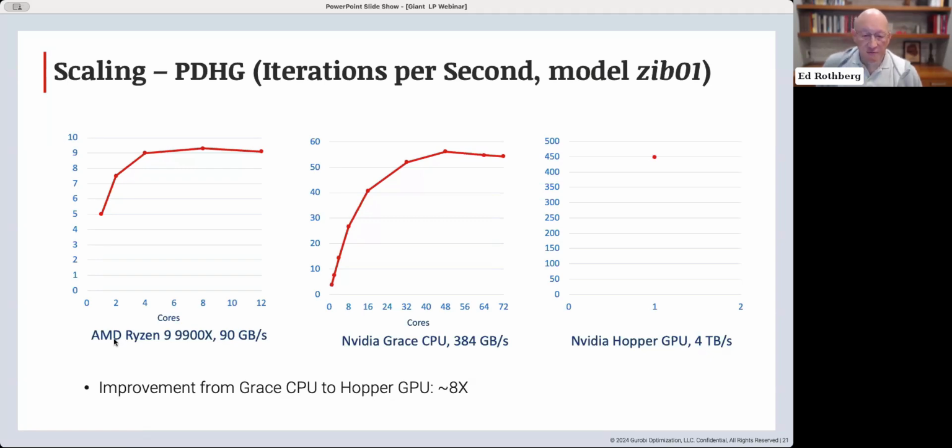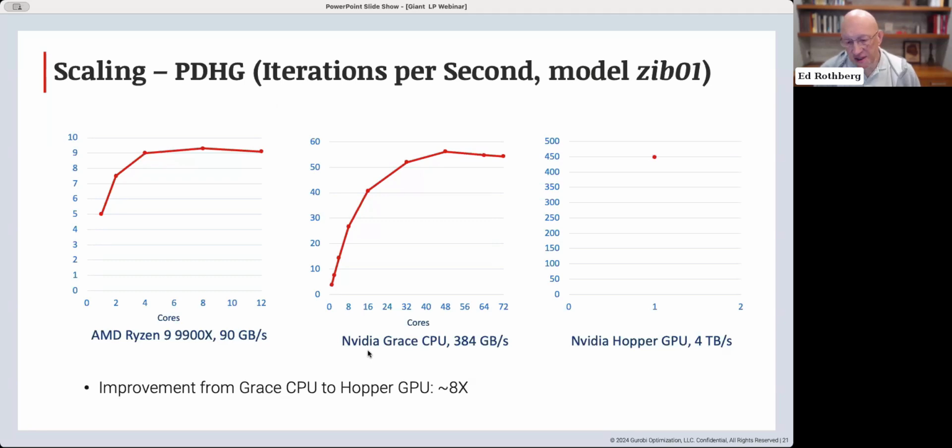What you see here on the far left is an AMD Ryzen 9900X. This is a modern, fairly inexpensive desktop processor with a fairly modest memory system, 90 gigabytes a second. The number of iterations per second for PDHG rises as we go from 1 to 2 cores, rises again from 2 to 4, and then from 4 to 8 to 12 it's pretty flat. We top out at about 9 iterations of PDHG per second on this machine. What's happening is that we've got a pretty modest memory system, and you can throw as many cores as you want at it. The memory system is saturated, so 9 iterations per second is all you can get.